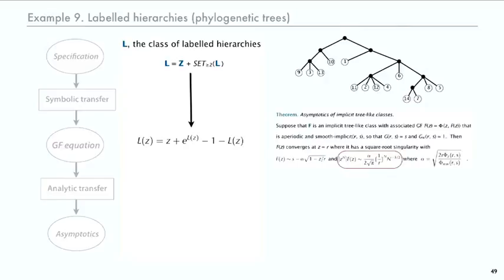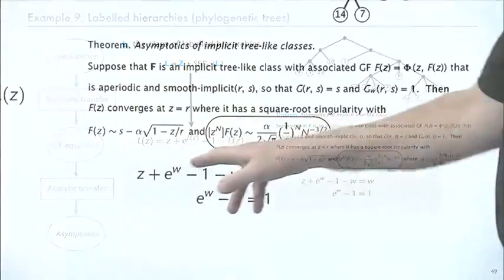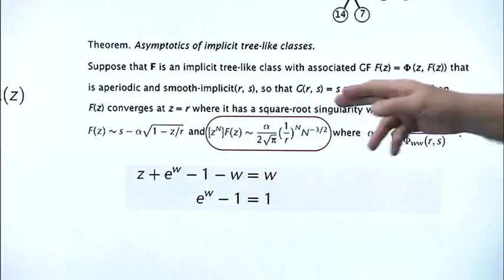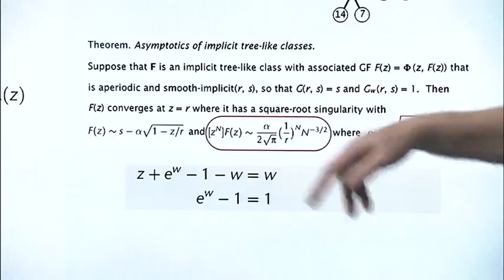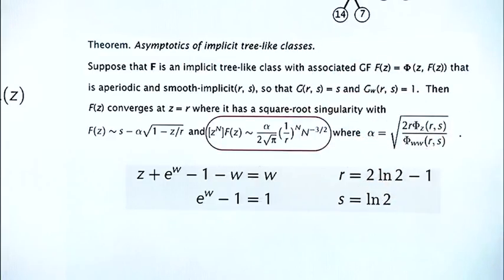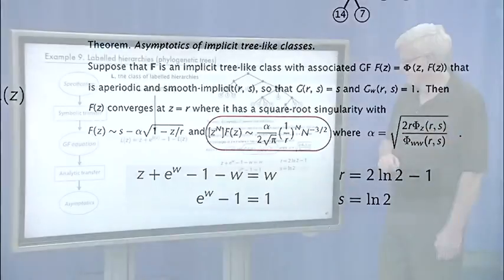So that means we can apply the theorem for implicit tree-like classes. It's a function of z and itself. We just have to identify what the function is. In this case, it's z plus e to the w minus 1 minus w. You make a system of equations by setting that equal to w and its derivative equal to 1. That's the system of equations. The derivative with respect to w, e to the w minus 1, equals 1. E to the w minus 1 equals 1 means w equals log 2, and then plug w equals log 2 into this one, and you get r equals 2 log 2 minus 1.